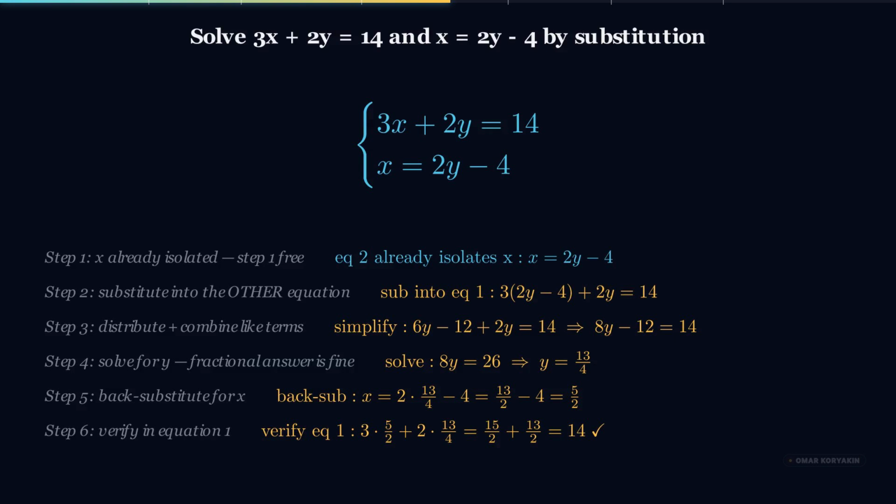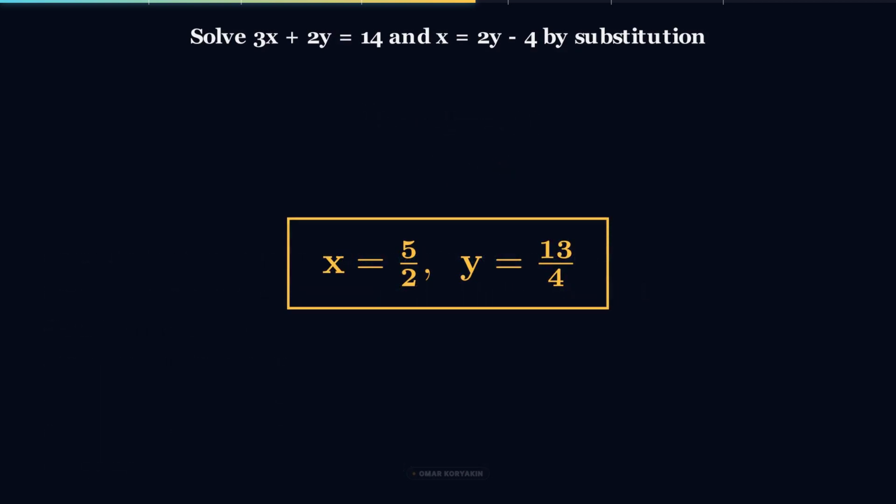Step 6. Verify. Plug x equals 5 over 2 and y equals 13 over 4 into both original equations. First equation: 3 times 5 halves plus 2 times 13 fourths equals 15 halves plus 13 halves equals 28 halves equals 14. Match. Second equation: 5 halves equals 2 times 13 fourths minus 4 equals 13 halves minus 8 halves equals 5 halves. Match. Both equations are satisfied. So the solution is x equals 5 over 2 and y equals 13 over 4.